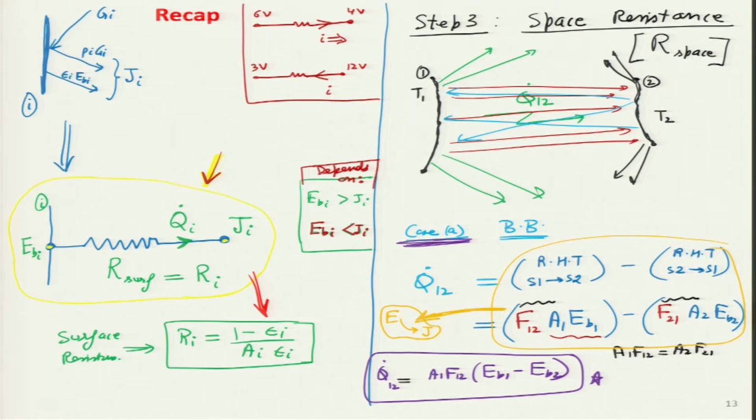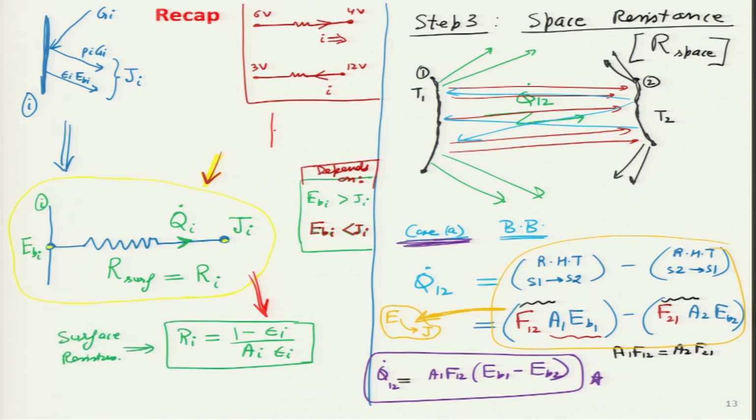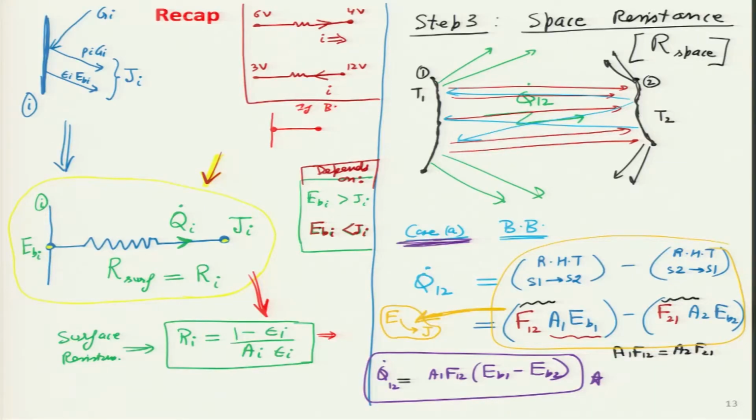Then this also generates a question which I may ask students: let us say a body is a black body, then what will happen over here? If it is a black body, epsilon is 1, resistance will become 0. So, it will be a short circuit. You remember in electrical engineering, if resistance becomes 0, then it is just a conducting wire, so throughout the conducting wire the voltage is the same. So, if it is a black body, then E_bi is equal to J_i, and that is true as well, we will get it from here also.